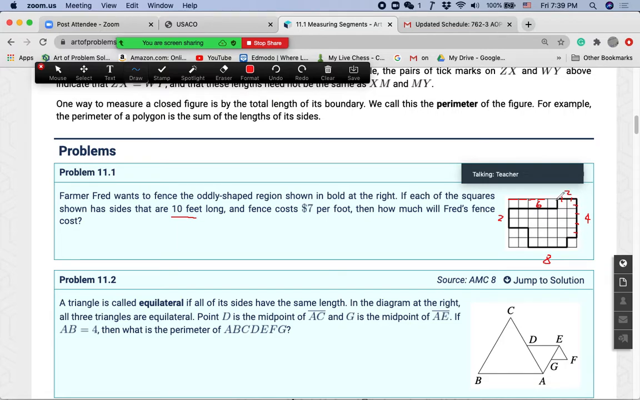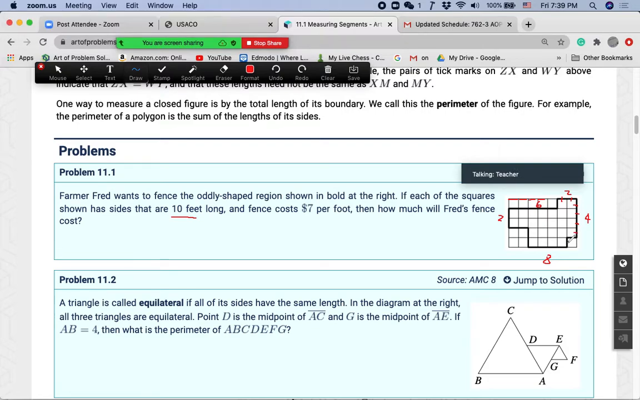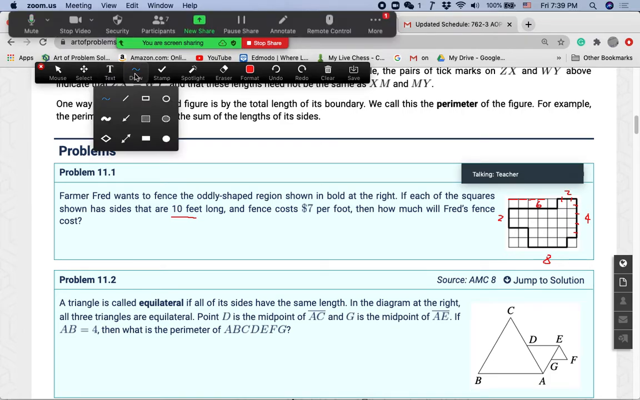Now let's see this 2. Yeah, you forgot the ones that are on the side. Right. So let's see. This one, 1, 2, 3, 4. This is 4, right? 1, 2, 3, 4, 5, 6, 7, 8, 9, 10. Yes. This one is not 8, that's 10.